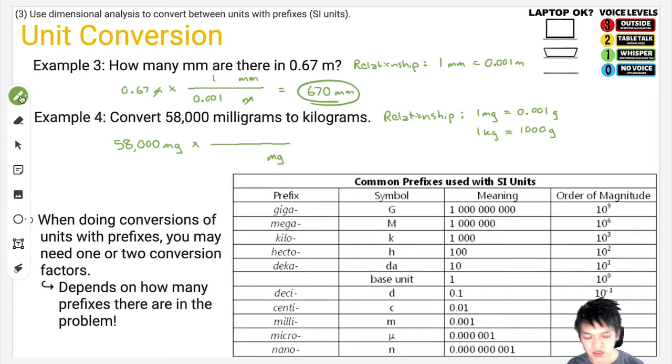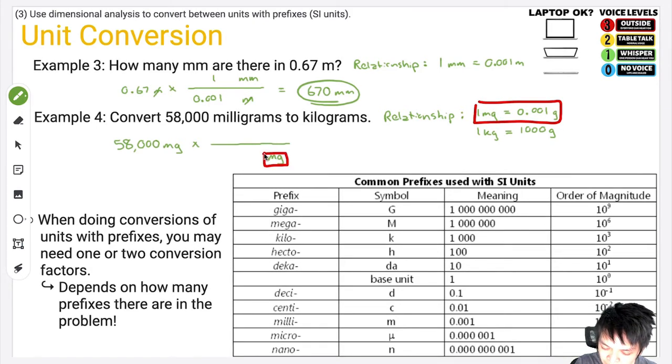right? The conversion factor cards, we can actually convert from milligrams to grams first, and then go from grams to kilograms, right? This is just going to require two conversion factors. So again, this relationship can be used to help us convert from milligrams to grams first. So I'm going to put grams up here, okay? And then I'm going to put in the numbers later.